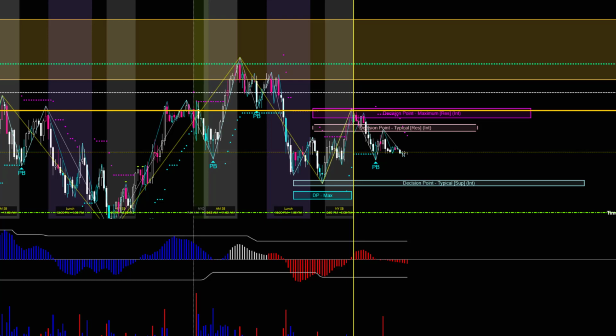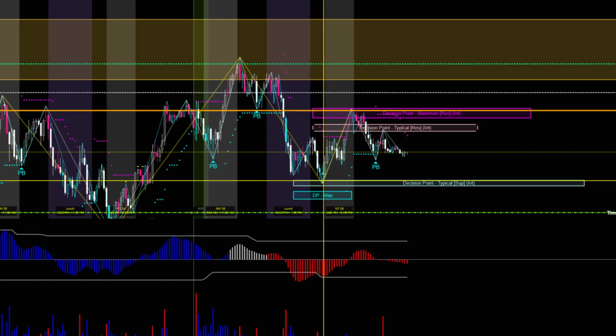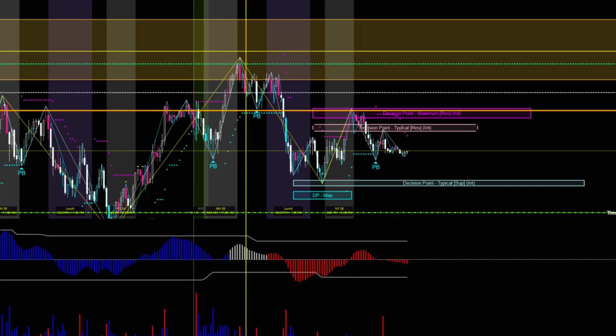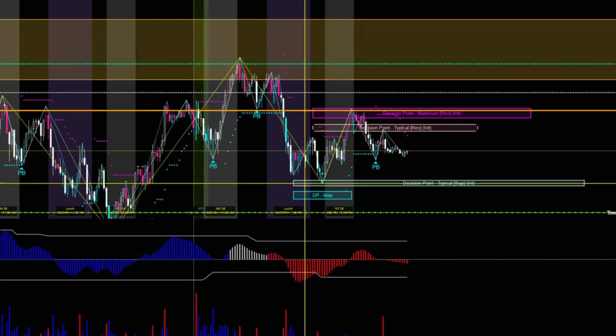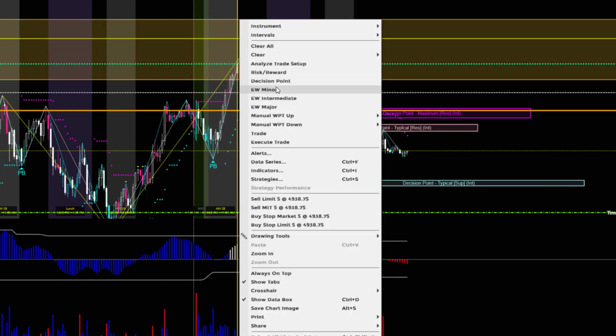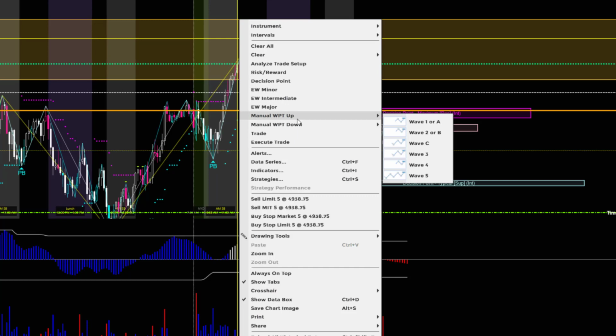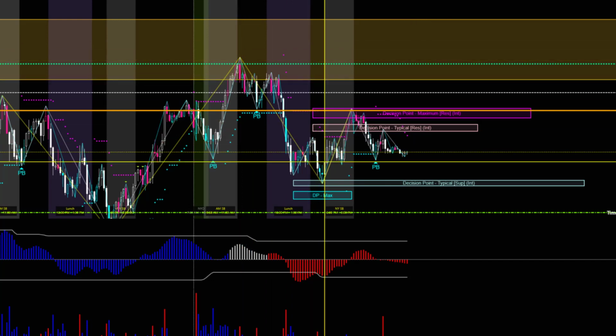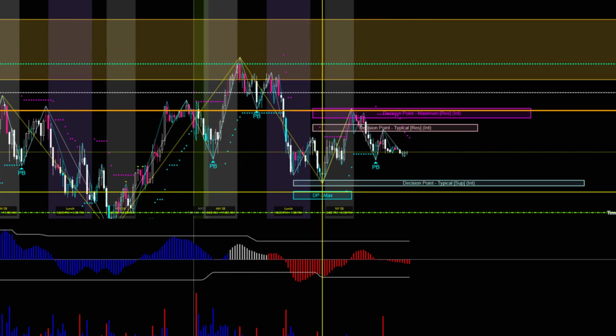But what I also had was, remember I told you before, I was expecting this to be a big 2 wave or a B wave. So I haven't even used that retracement level yet. Let's go see what that looks like. I'm going to look for a B wave up. So I'm going to right click up here at the top, and I'm going to do manual WPT up. And I'm going to choose 2 or B. It tells me to click right here, and then it tells me to click right here.